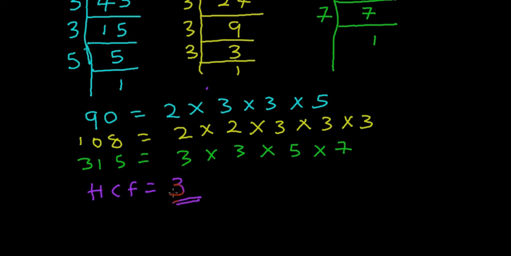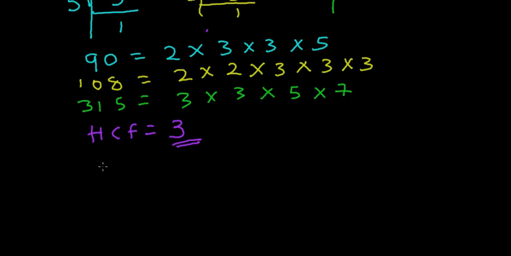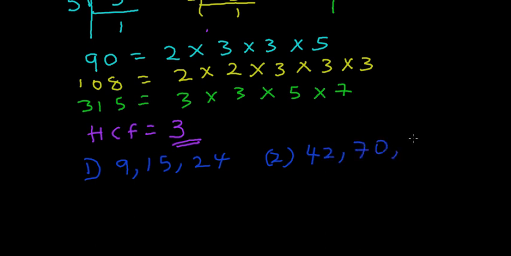So I want you to find this out on your own. On your own, find the highest common factor for 9, 15, and 24. Then number 2, you can find the highest common factor for 42, 70, and 56. Sometimes the highest common factor can just be 1, as you see.